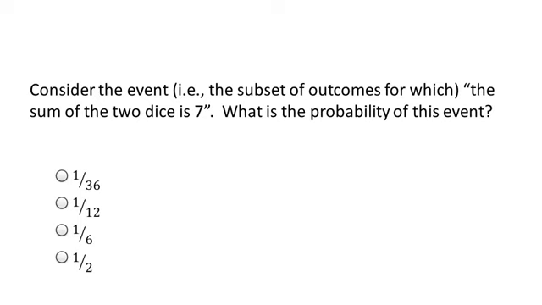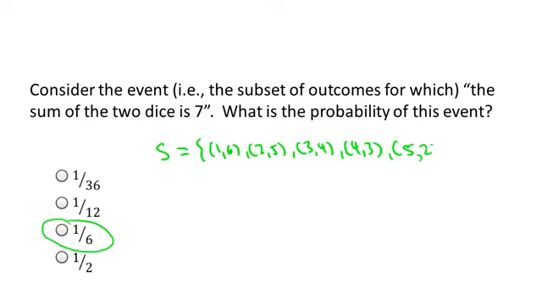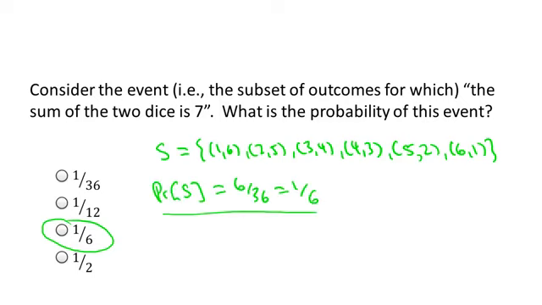All right, so the correct answer is the third one. The probability is 1 over 6. Why is that? Well, first let's be more precise about what this event is. What are the outcomes in which the sum of the dice is equal to 7? Well, there's exactly 6 such outcomes: 1,6; 2,5; 3,4; 4,3; 5,2; and 6,1. Each of the 36 outcomes is equally likely, has probability 1 over 36, so we have 6 members of the set, each with probability 1 over 36, so the probability is 1/6.